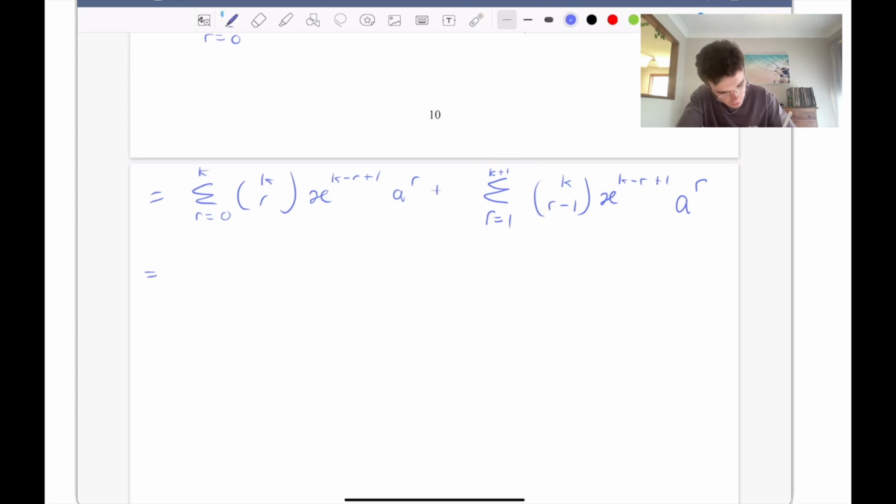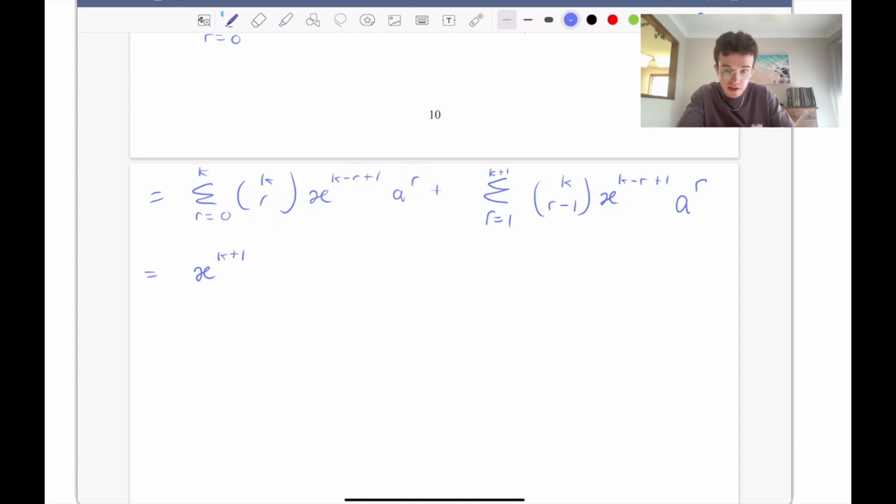So if we take out the first term of this one, the first term of this is going to be x to the power of k plus 1. If we put a 0 here, it's going to be x to the power of k plus 1, and everything else is going to be 0. K choose 0 is 1, we put a 0 here and a 0 here.